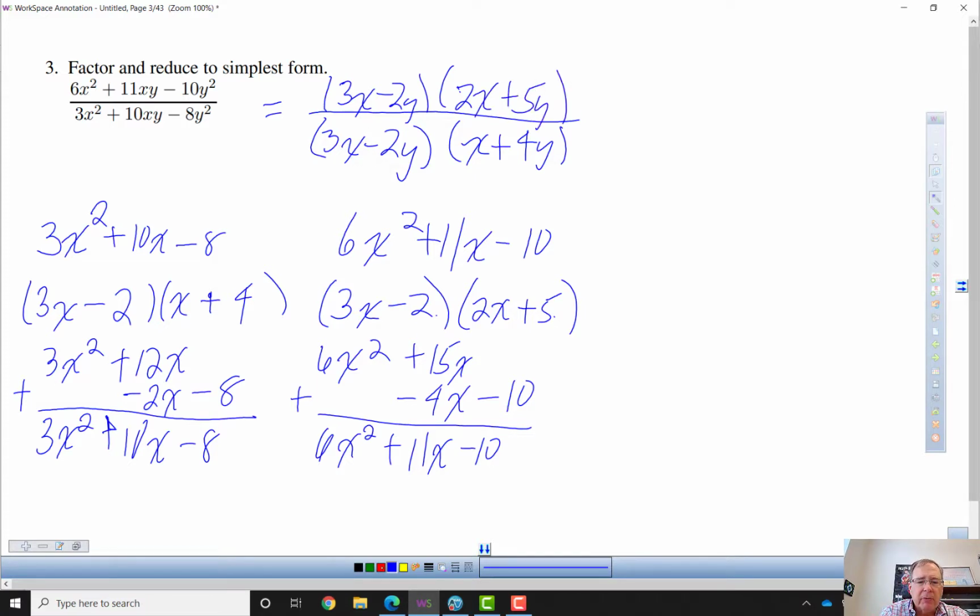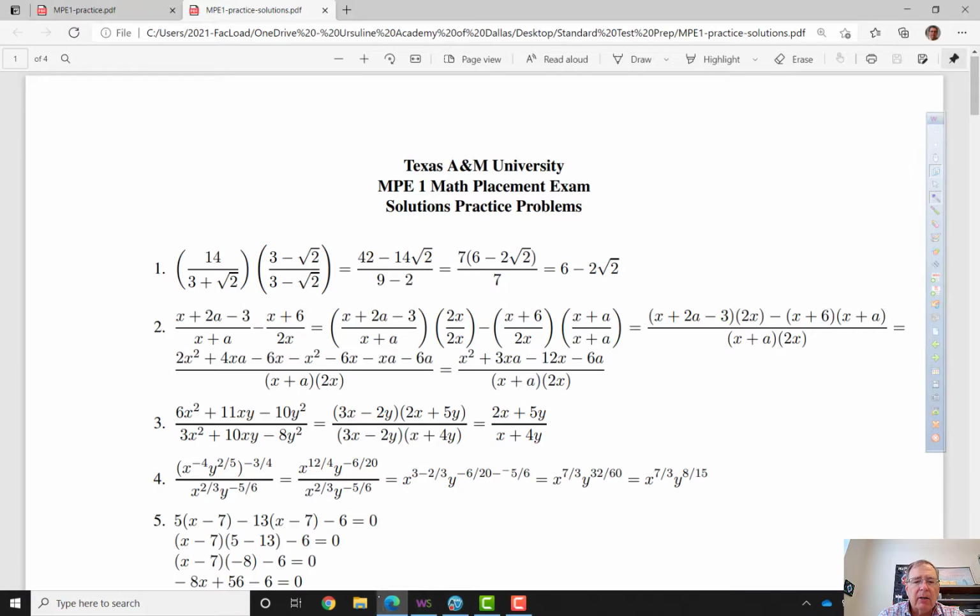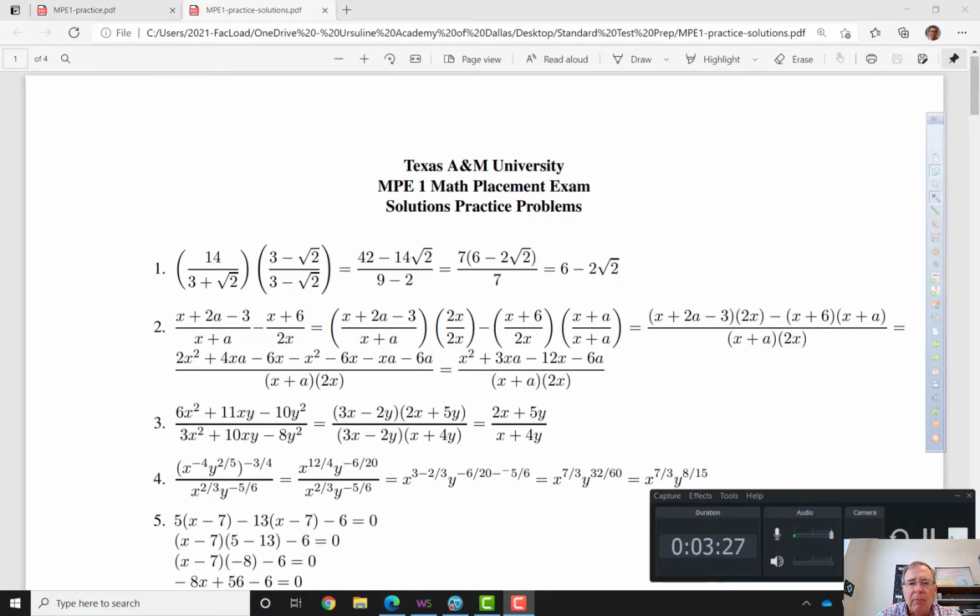So sure enough, we've got two factors that cancel to 1 between numerator and denominator. So our final answer is 2x plus 5y over x plus 4y. And we'll go check their answer key, 2x plus 5y over x plus 4y. And they have the same factorization that we figured out here. So that concludes this video for problem number 3.